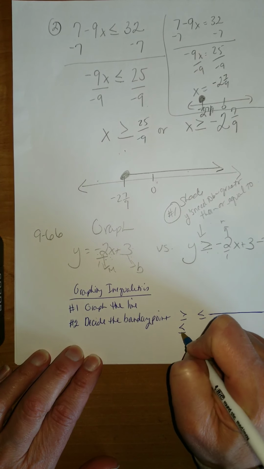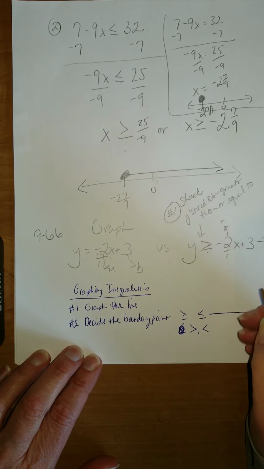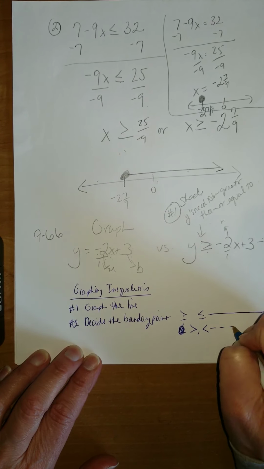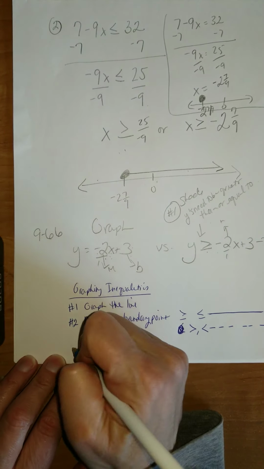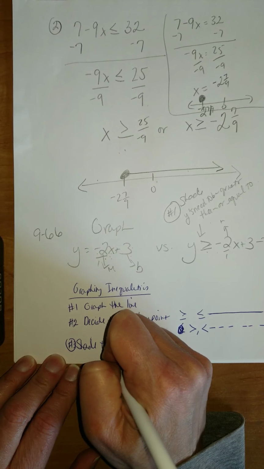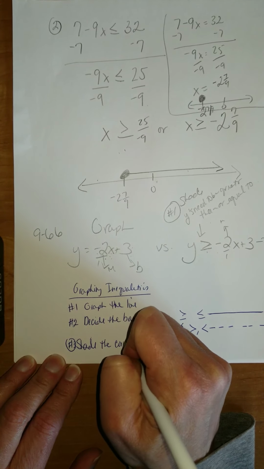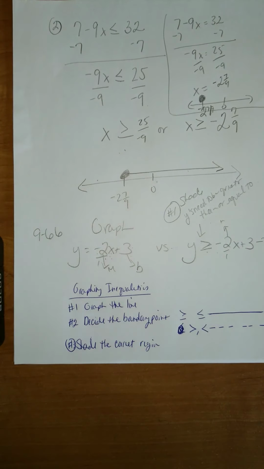Less than or greater than, this is going to be a dashed border because that means it does not equal, does not include those points. All right. And then the next thing we're going to do after that is shade the correct region. And that's it. That's how you do them.